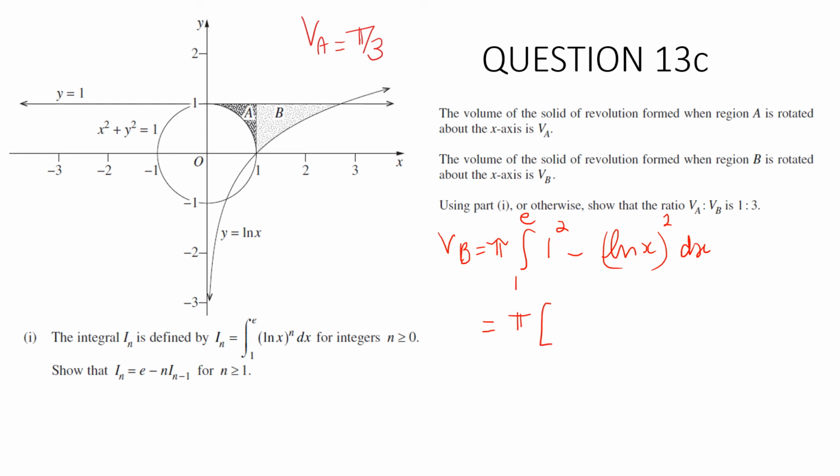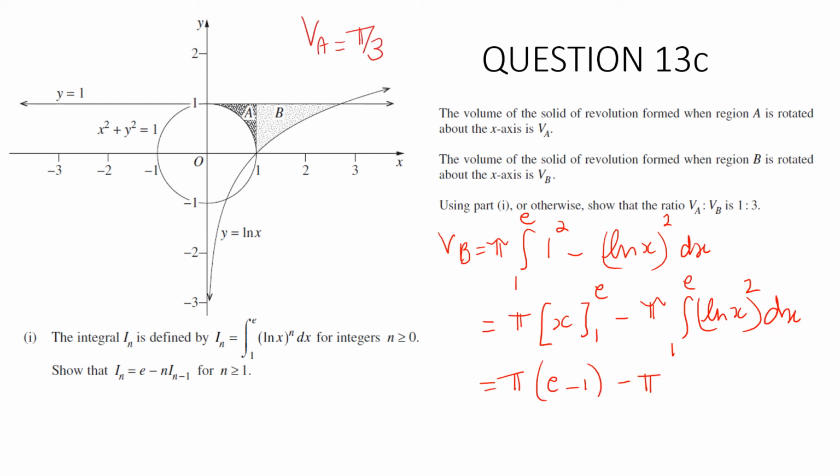1 squared is just 1, and when I integrate I'll get x between 1 and e, take away pi integral between 1 and e of (ln x) all squared dx, which is pi times (e take away 1) take away pi, and then using part 1 we know that this is going to be I2.